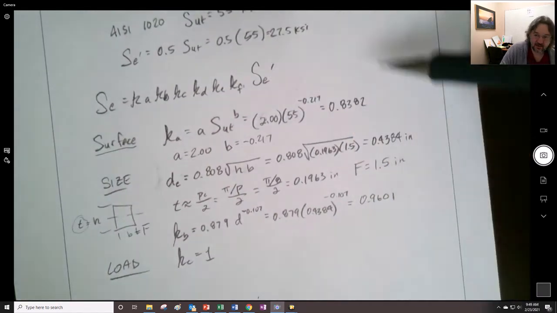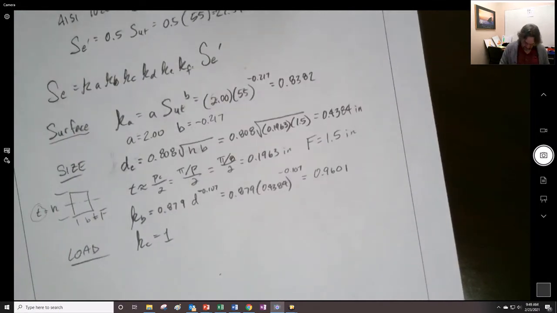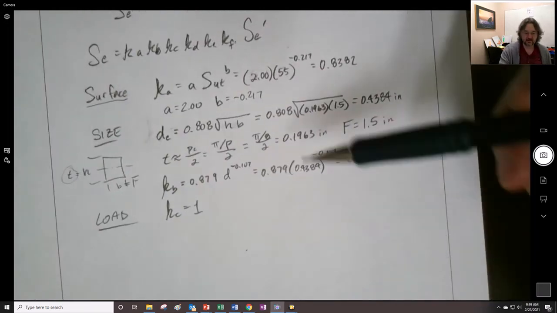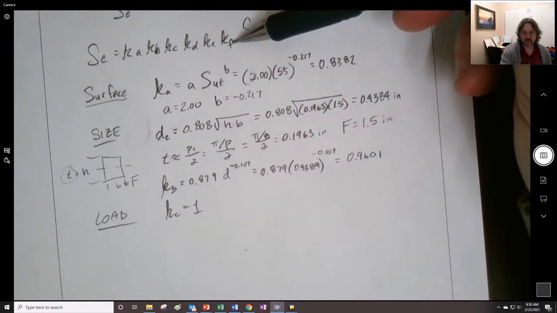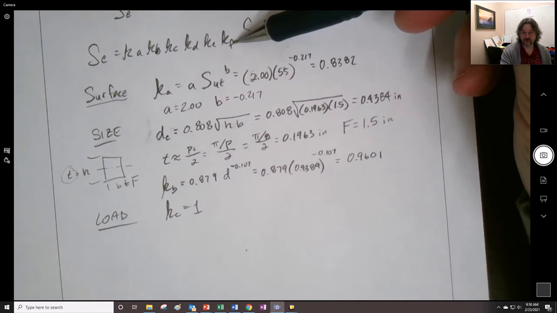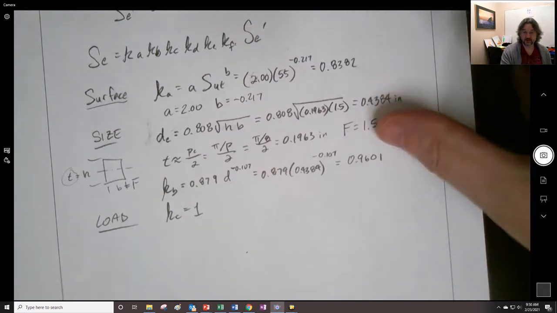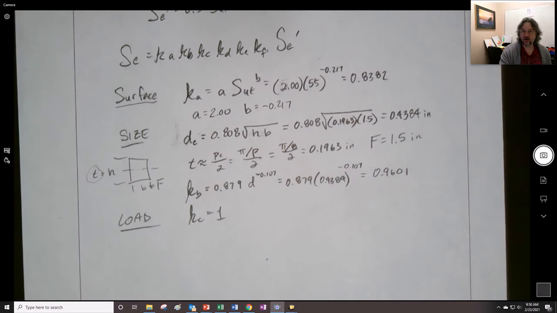Here is where a big departure is going to be from what was in the book. Let's see if the book has changed. No, they haven't. They did something that I don't like. They decided they were going to replace this miscellaneous factor with a new factor that's going to account for bending, or the type of the fluctuating, the mid-range and the alternating, remember. Because this is an on-off type of bending.